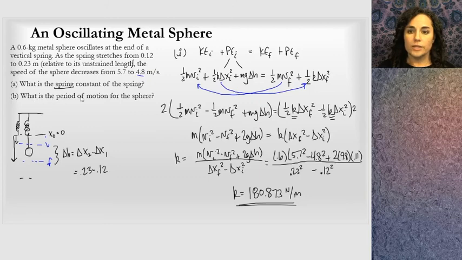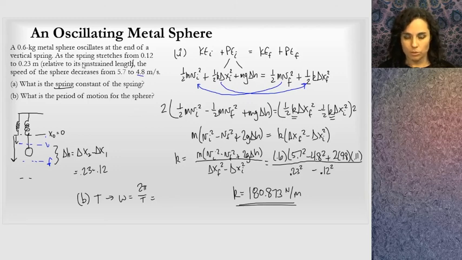The next part says, what is the period of motion for the sphere? So when I think about period, I know that's related to the omega. Omega is 2 pi over the period. And I also know for a simple harmonic oscillator, right? This is what we have. A mass on a spring is a simple harmonic oscillator. And I can write the omega as the square root of k over m. So if I'm looking for the period, all I have to do is take 2 pi and divide by the omega. So I get 2 pi divided by the square root of k over m. Well, I have both of those values, 180 and the mass is 0.6.